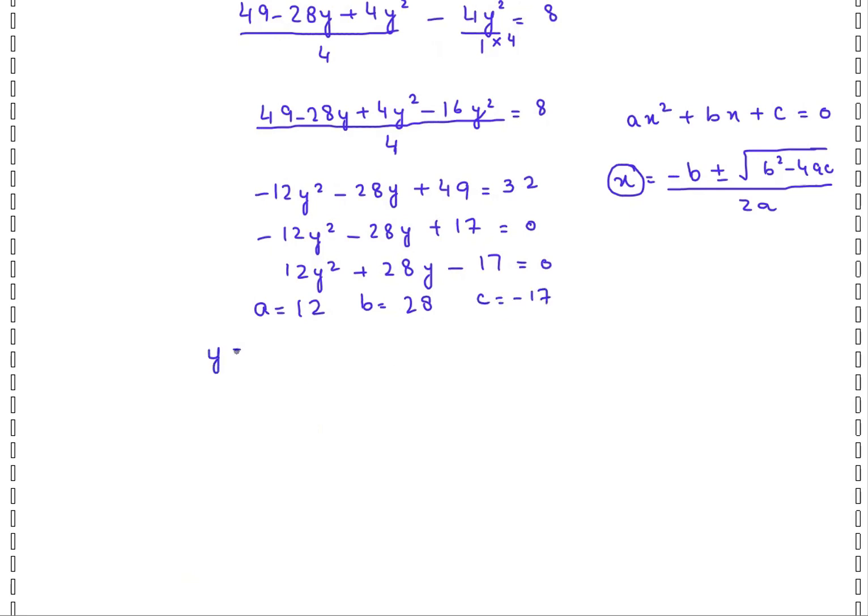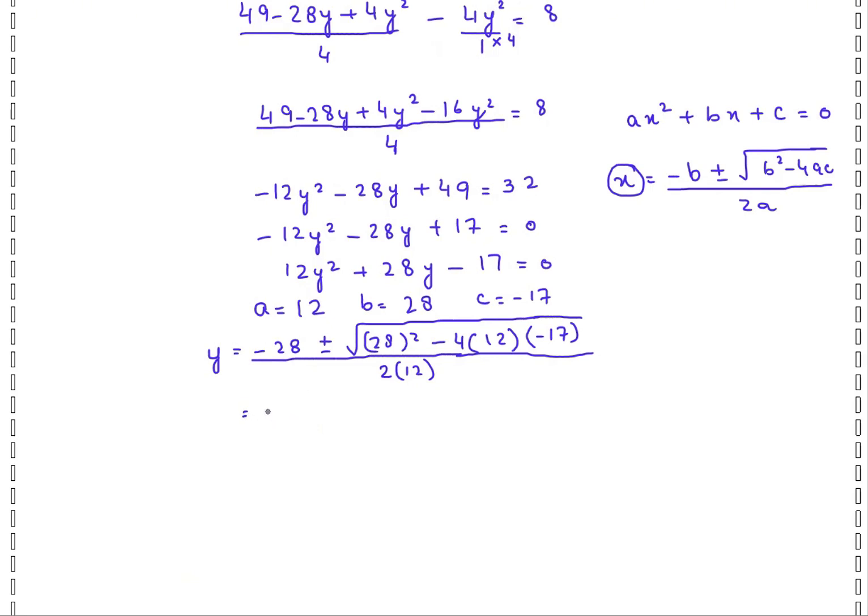Now, y is equal to minus 28 plus minus under root 28 square minus 4 into 12 into c, which is minus 17, upon 2 into 12. So we have here minus 28 plus minus under root 1600 divided by 24, which is equal to minus 28 plus minus 40 upon 24.